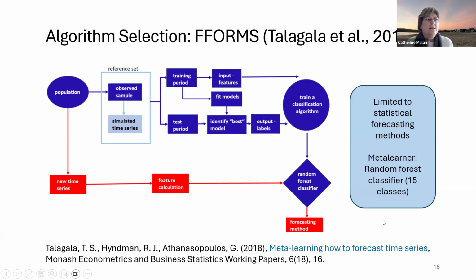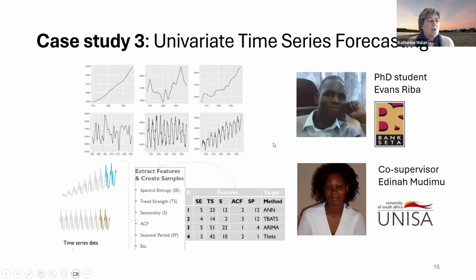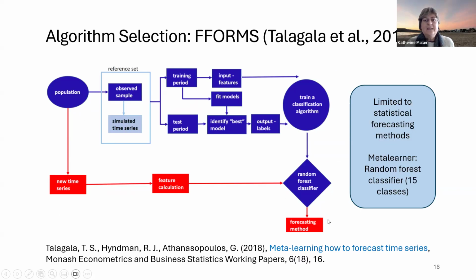Okay, so they've done it. The point is that this was limited to statistical forecasting methods. And the random forest classifier had 15 classes. So this target here was 15 different statistical methods, from ARIMA to TBATS to exponential smoothing, all of these statistical methods. So we thought, okay, the point is that this has been done, but it didn't work that well.